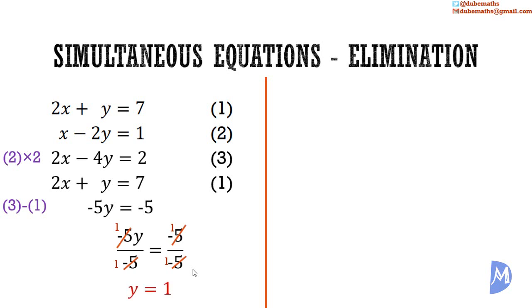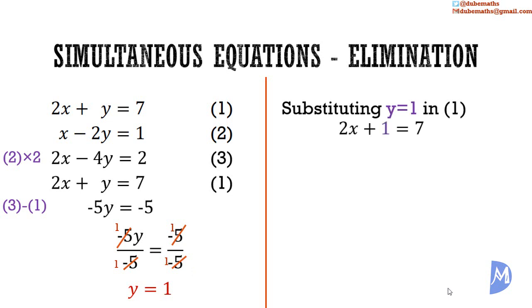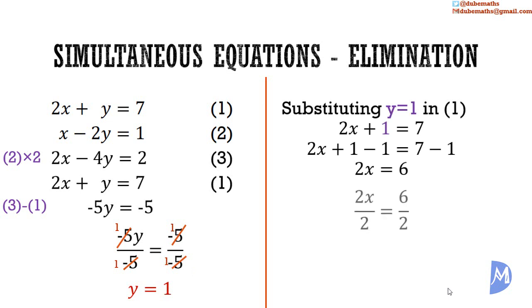Once we solve one unknown, we can substitute the solution into any one of the equations to determine the value of the other. Substituting in equation 1 gives 2x plus 1 is equal to 7. Solving for x, subtracting 1 from both sides, gives 2x is equal to 6. Dividing both sides by 2, the 2's cancel. 6 divided by 2 is equal to 3. x is equal to 3. The solution to this pair of simultaneous equations is x is equal to 3 and y is equal to 1.